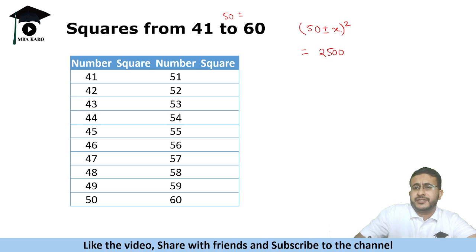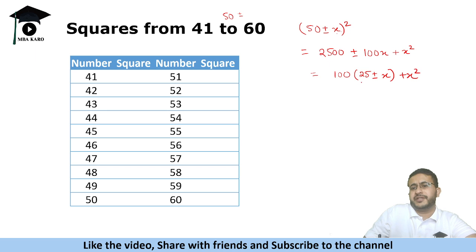Then it is plus minus 2ab, 2x into 50, so that is plus minus 100x, and then we have x square. Now if we take this 100 part common, it is 25 plus minus x, plus x square. So that is what we need to do. We need to do 25 plus minus x, and then plus x square. The algebraic terms might be difficult to understand, so let us say x is 7, or we are finding the square of 57.